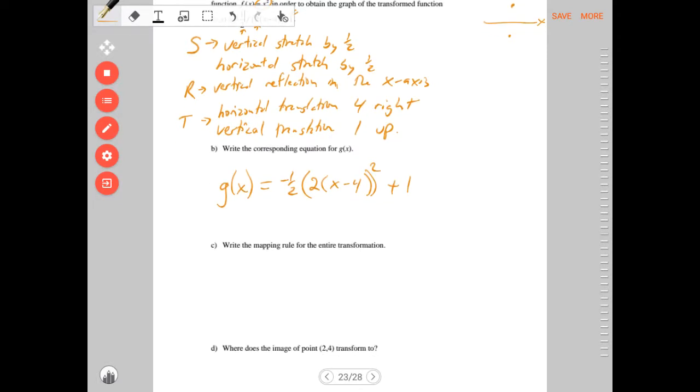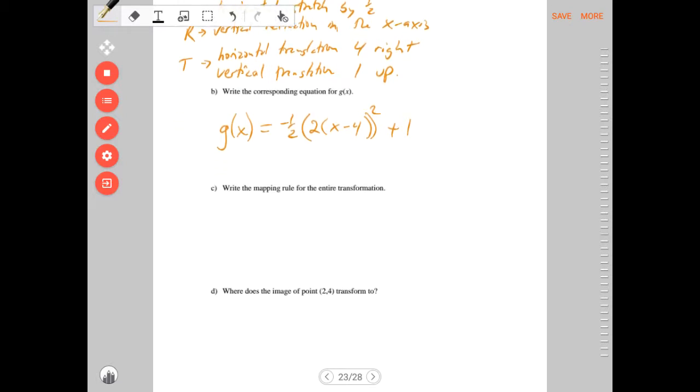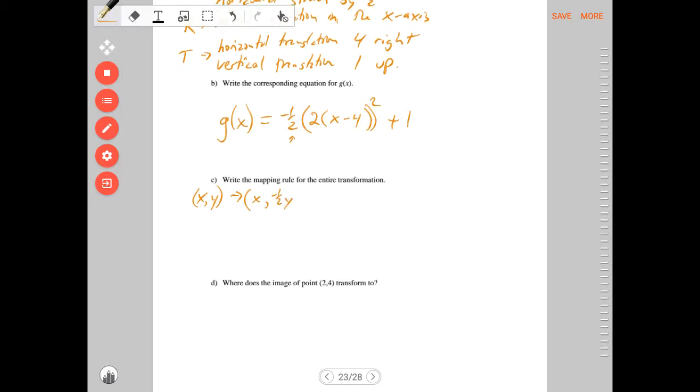Okay, now mapping rules. Usually for this, everyone, mapping rules go one at a time, and it's just easier. So if we go x, y, now, okay, let's do the half first. So that's going to be the x stays the same, and then we have the negative 1/2 y. See, the mapping rules are nice because that just takes into account the reflection. You know what? Maybe that's too much. If it is too much, then you can just write it there, but we'll come back to it.